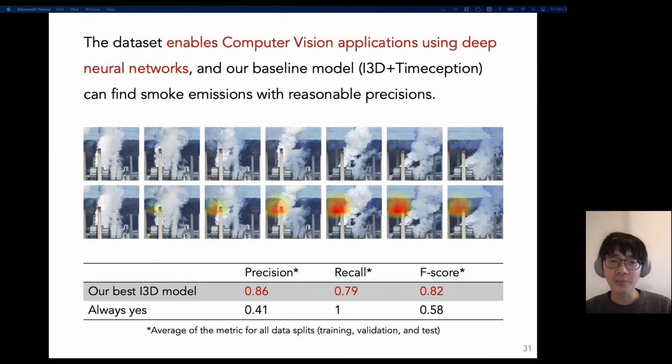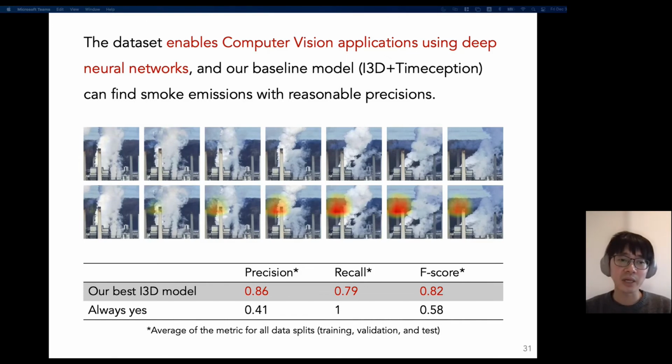Recall indicates how many events that we catch. If recall is pretty high, that means we catch everything. If recall is low, that means we miss some events. And then the F-score is just a simple metric to aggregate precision and recall together.